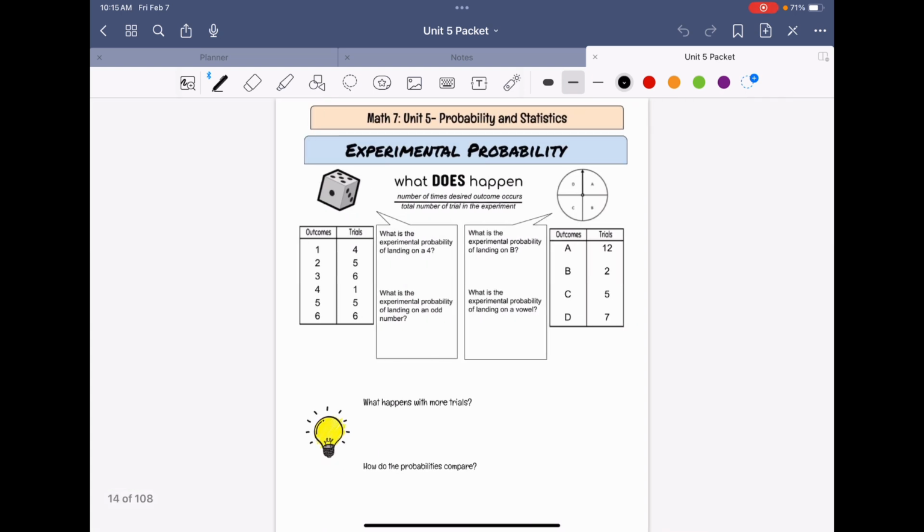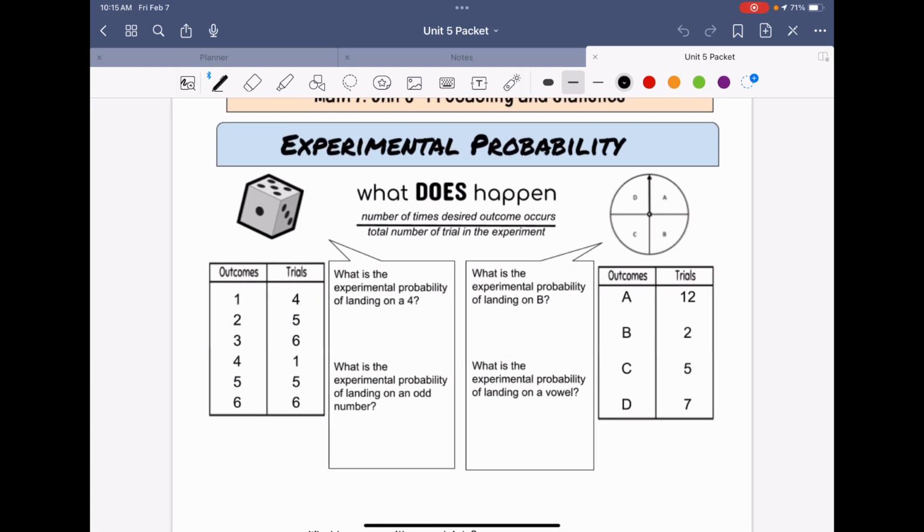Right, next page. Okay, so what we just did was create an experiment to help us understand experimental probability a little bit better. Experimental probability is what does happen. It's the actual results from the experiment, whereas theoretical probability was just us theorizing what we were going to get. It says the number of times the desired outcome occurs over the number of trials in the experiment.